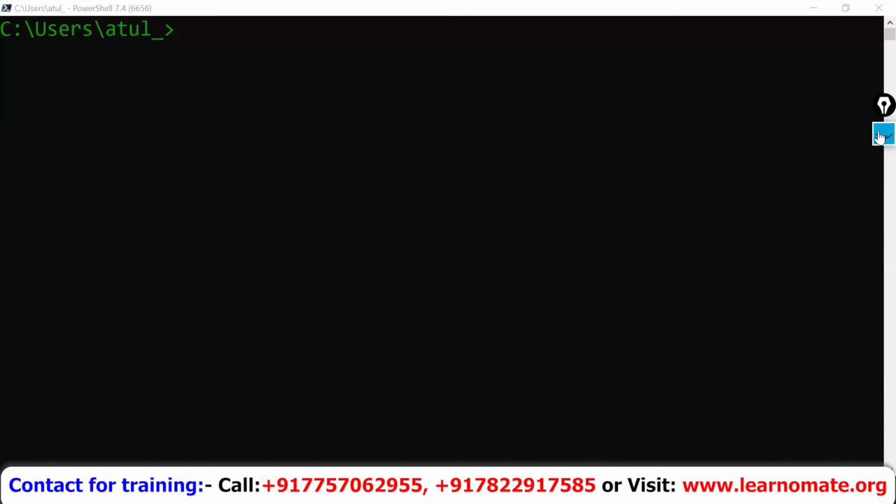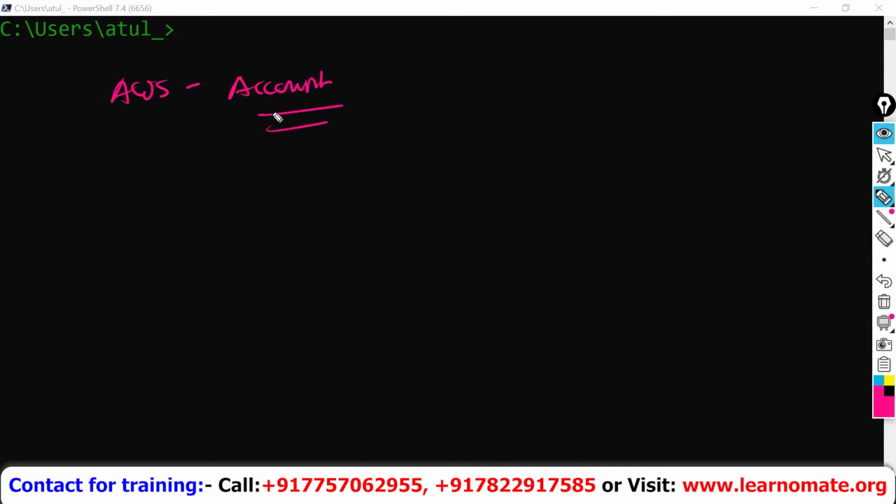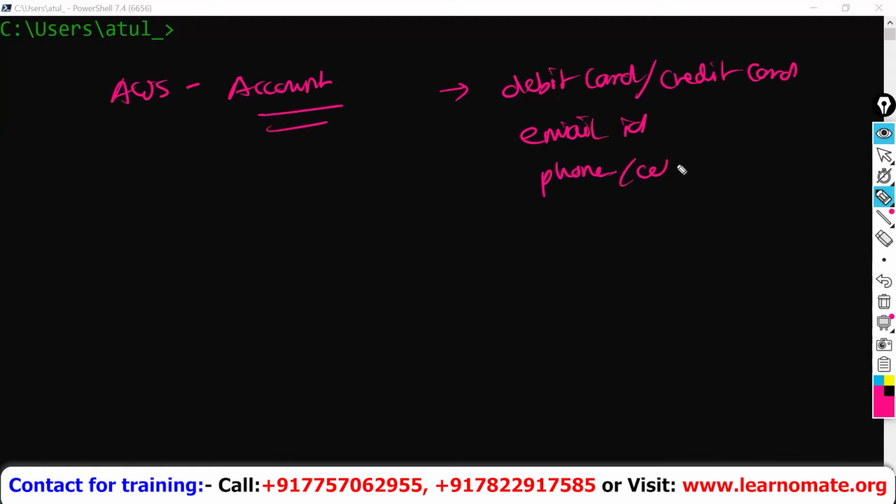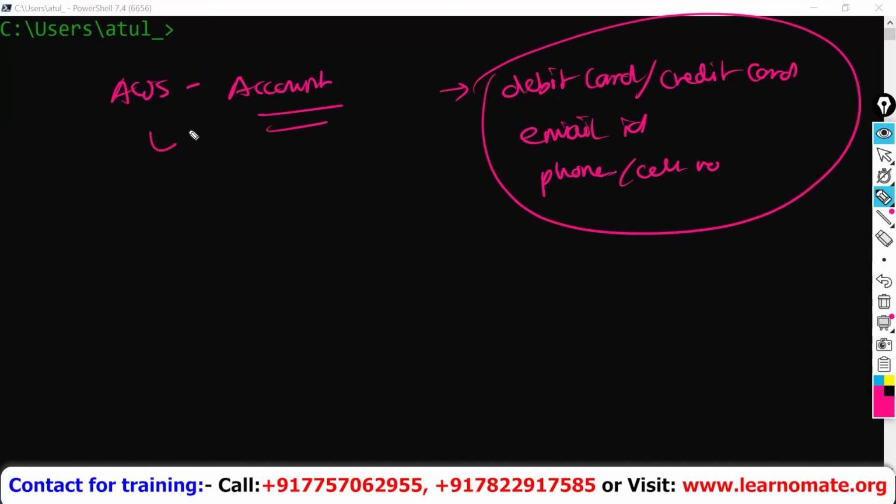For using AWS service, AWS account opening should be there. So you can open AWS account with the help of one debit card or credit card, one email ID, and one phone number or any cell number. So these are the three credentials which are required for using AWS account.